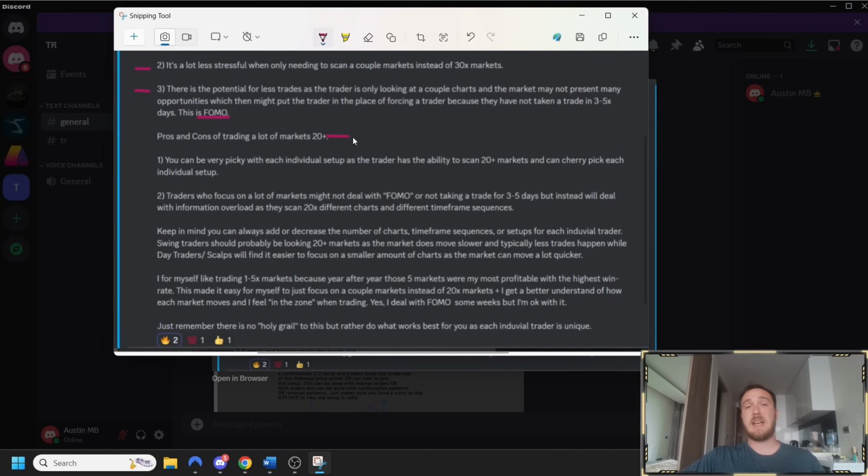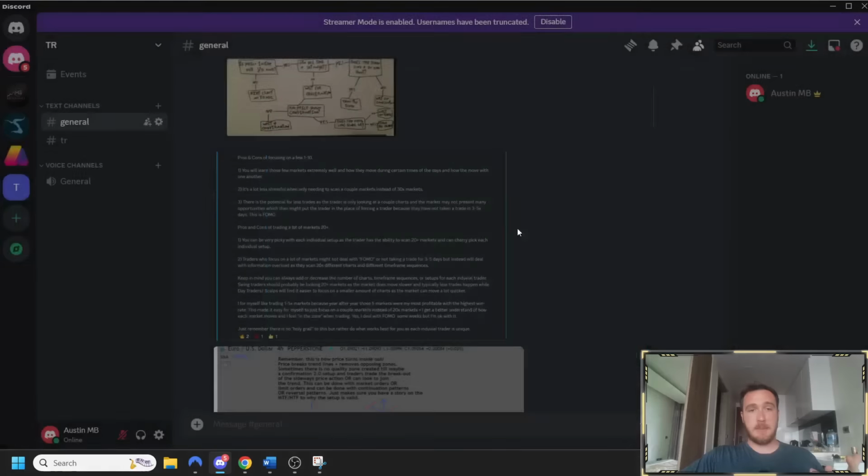Versus if you trade 20 markets, you could be very picky with your trade setup and what a quality setup is. Okay, you can cherry pick them, but just keep in mind you won't deal with FOMO typically, but you'll deal with information overload. You're going to be looking at 20 different markets, 20 different pairs, 3 different setups, right? Different time frame sequences. It can be very overwhelming. Just make sure you know that you can always add or remove, okay, these types of markets. So that's important, depending on who you are.